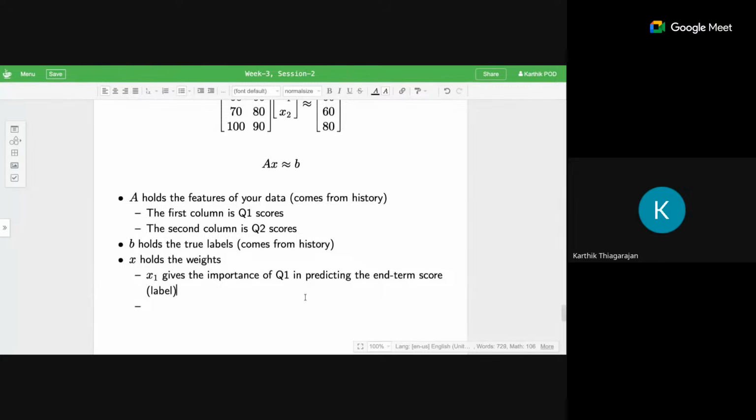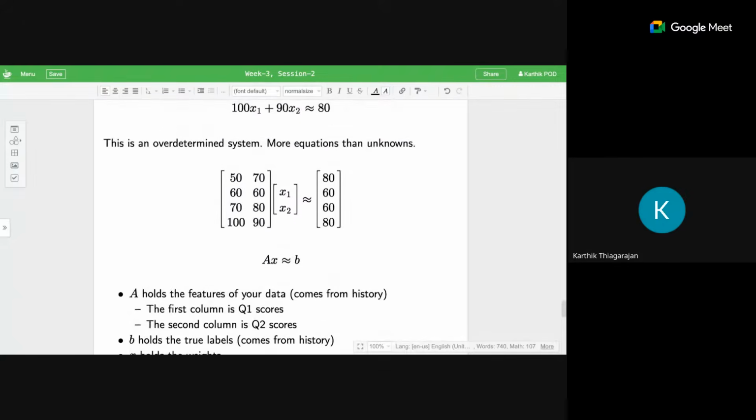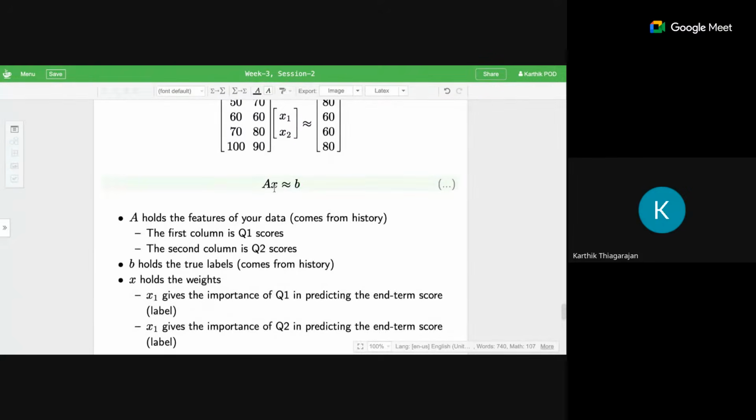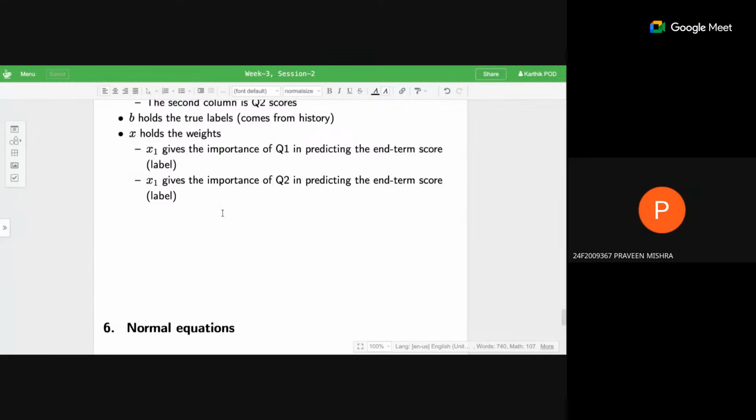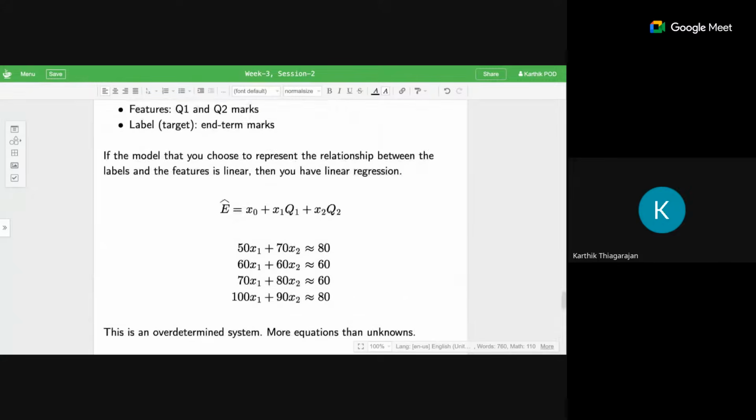So x1, likewise x2, gives the importance of q2 in predicting the interim scores, and your goal is to find x such that Ax is as close to b as possible. Meaning your prediction should be as close to the target as possible. Okay, so you now see the whole apparatus that we discussed before.